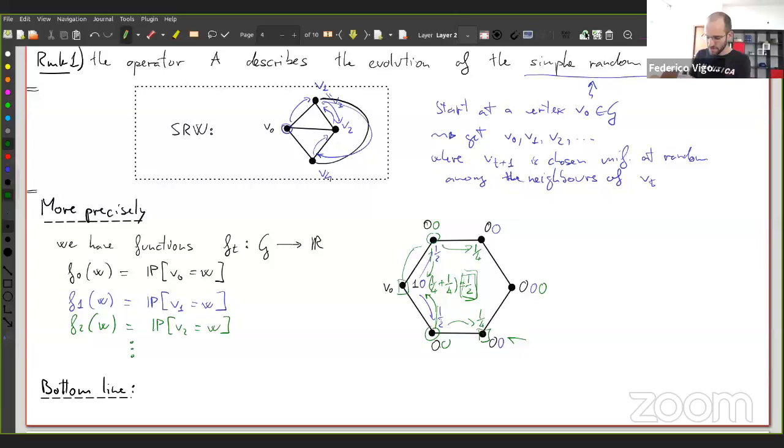Basically, the bottom line that I'm trying to get is that the function f(t) will be just equal to the average operator applied to the function f(t−1). Or by induction, we get that this is equal to the average operator applied t times to the function f naught, which is the very easy function. And this is the precise sense in which the averaging operator describes the random walks. It gives the probability distribution of the tth level of the random walk.